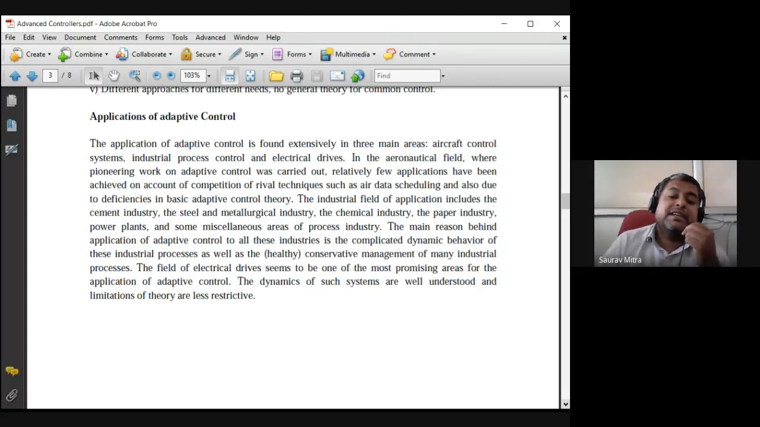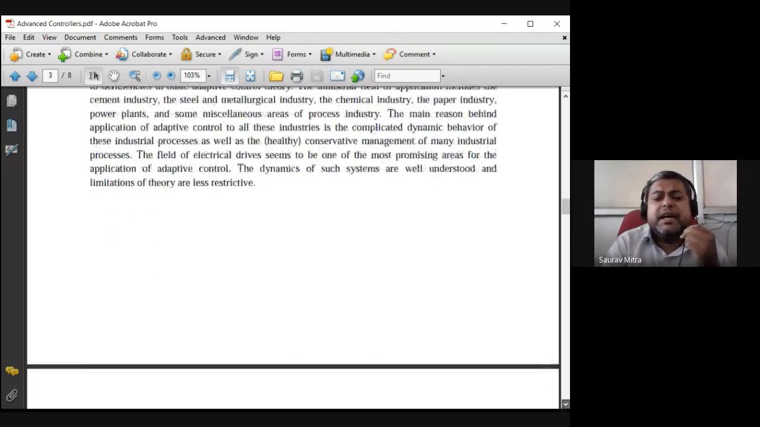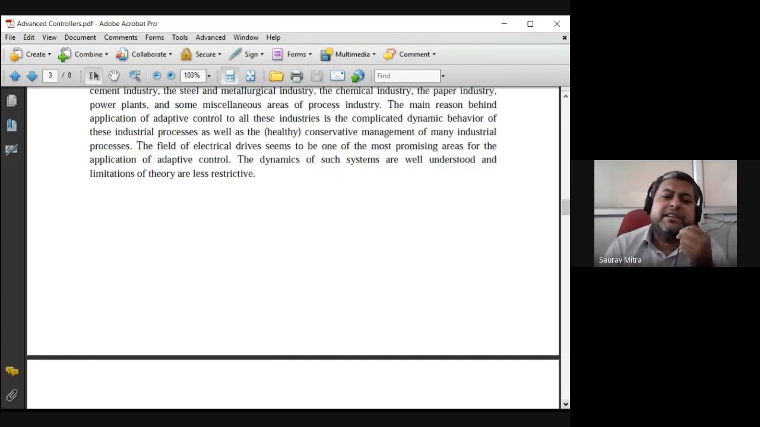So whenever I am saying electrical drives, it means EV, EHV. So that falls in your domain. The field of EV and EHV is one of the most promising areas for the application of adaptive control. The dynamics of such systems are well understood and limitations of theory are less restrictive. That means adaptive control is more or less a very well understood and well documented theory; research and all those things are there. So you can go on applying this adaptive controller with a lot of backup, with a lot of support. You can go ahead and apply adaptive controller for your system.